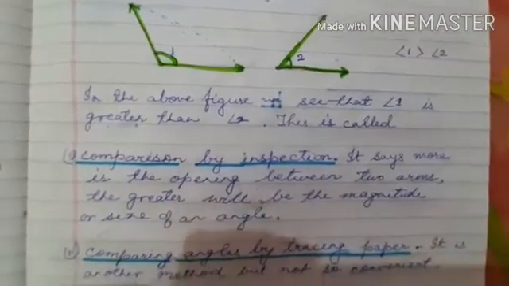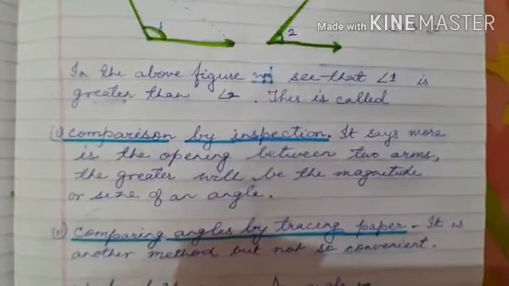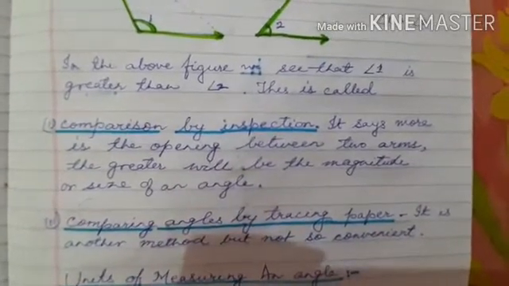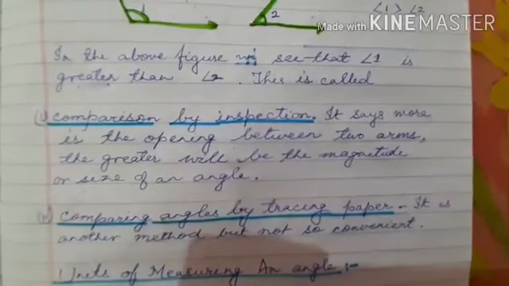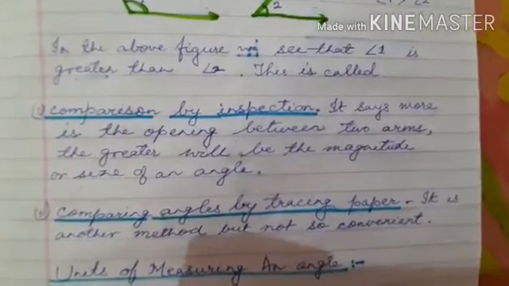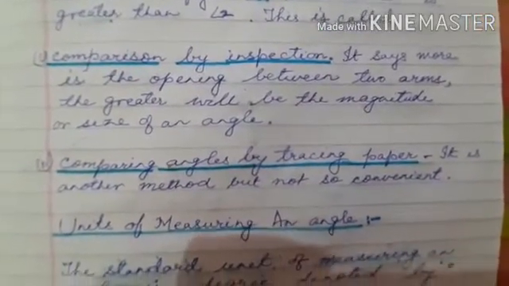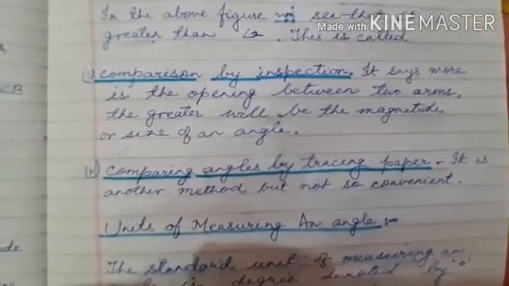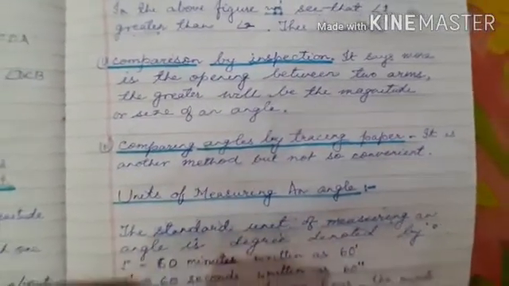It says the more the opening between two arms, the greater will be the magnitude or size of an angle. The next method of comparing angles is by tracing paper, but it is not convenient, so I have not explained it here.